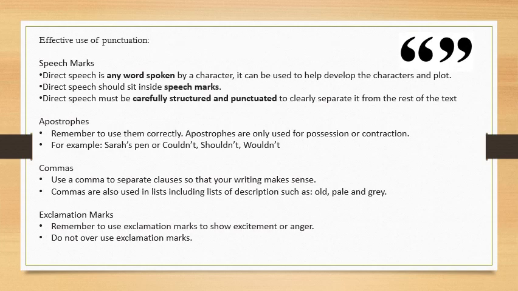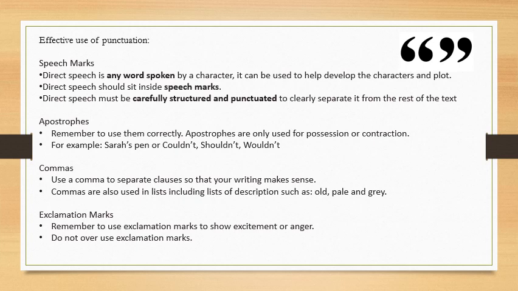So number one is effective use of punctuation. So we need to be using speech marks. So remember, speech marks, or inverted commas, are what we use when a character is speaking, and it can be used to help develop the characters and plot. Direct speech needs to sit inside the speech marks, and it needs to be carefully structured and punctuated to clearly separate it from the rest of the text. So remember, we always have new speaker, new line. Okay, so the reader knows that a new character is speaking.